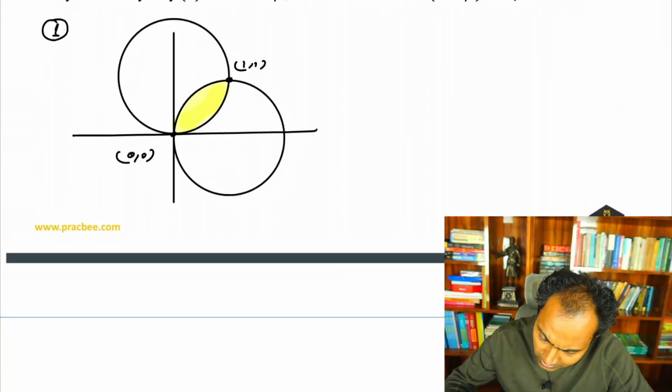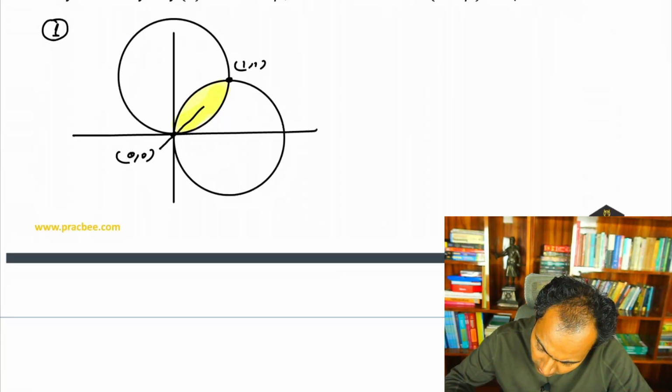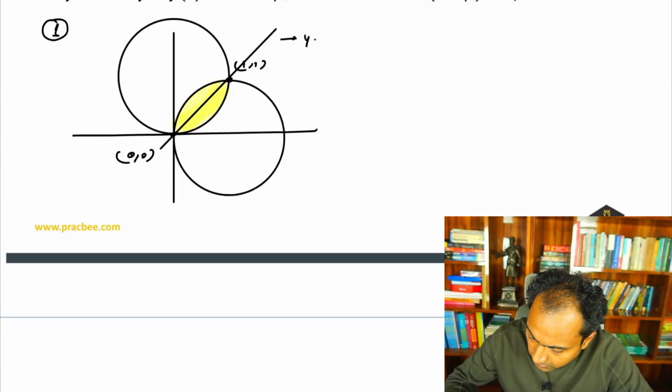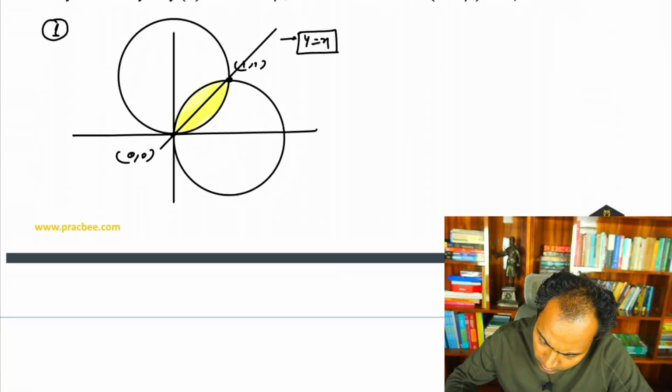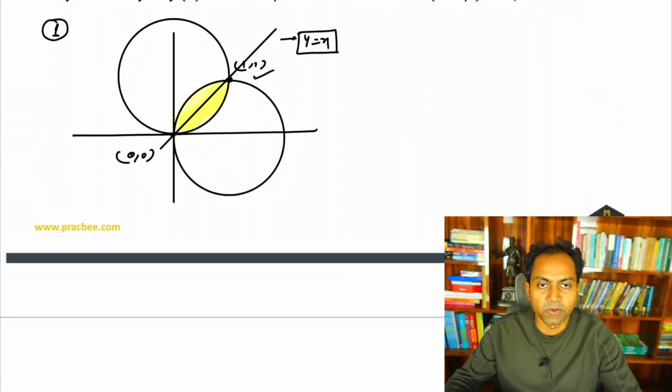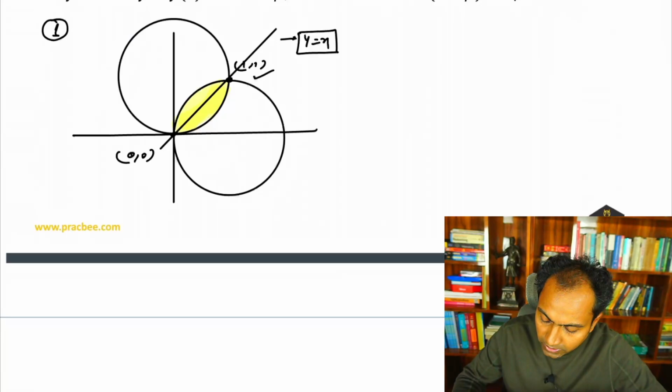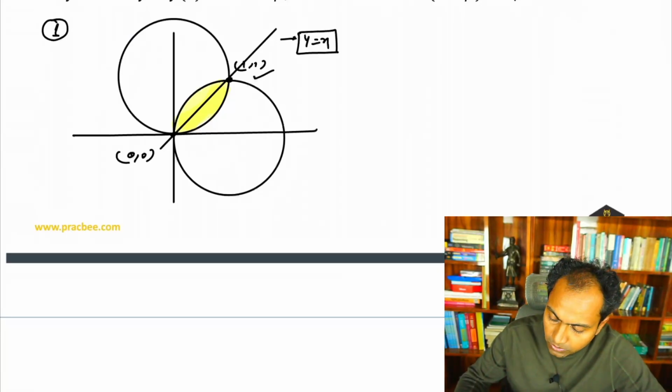In order to make things simple, you can see that because of the symmetry in the question, if I draw a line y is equal to x, it will pass through these 2 points, because this is (0, 0) and this is (1, 1). So if I could figure out just half of that, that would be more than enough.